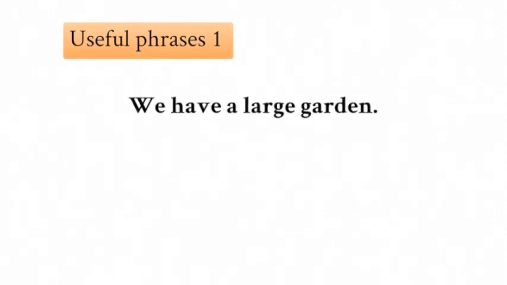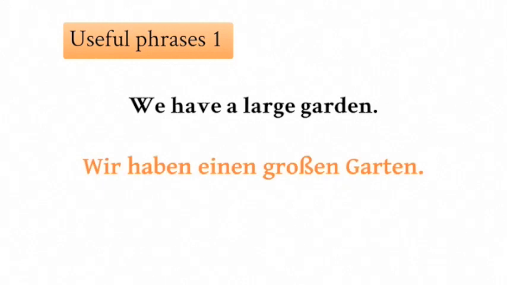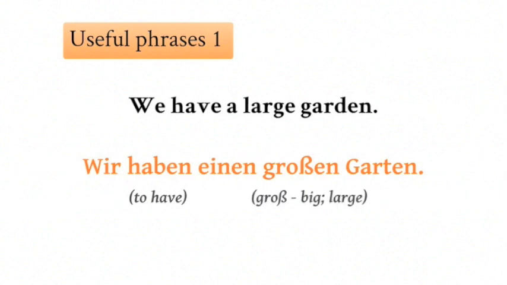We have a large garden in German. Wir haben einen großen Garten. Haben can be translated as to have. Groß is big or large. We have a large garden. Wir haben einen großen Garten.